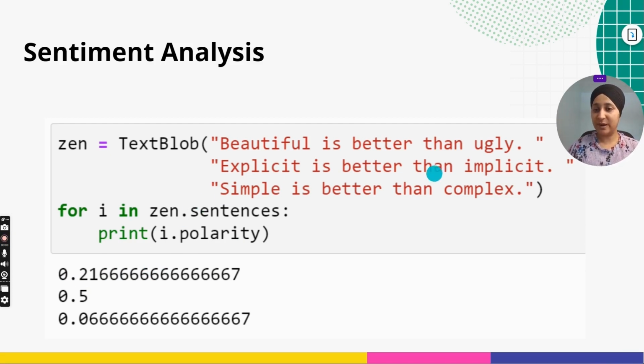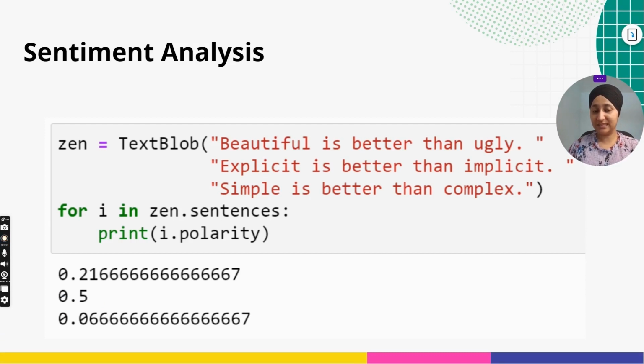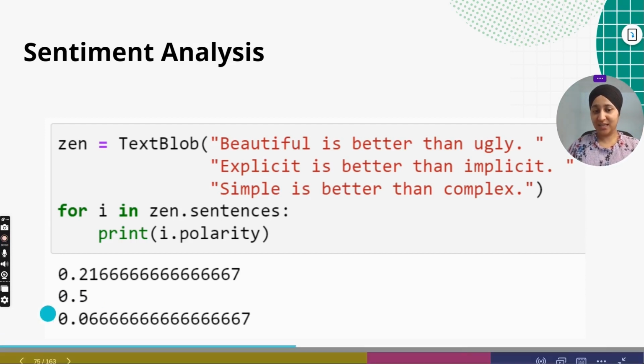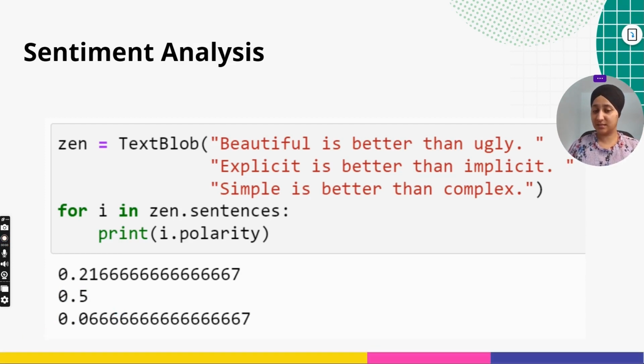So explicit is better than implicit. The second sentence is 0.5, this much positive, right? And the last sentence, simple is better than complex, is 0.06666 and at the end a 7. It is showing you the positivity or the polarity of the third sentence. I hope you are having fun while learning natural language processing. If you have any query, you can ask me in comments.